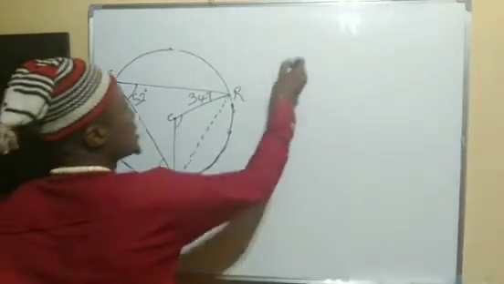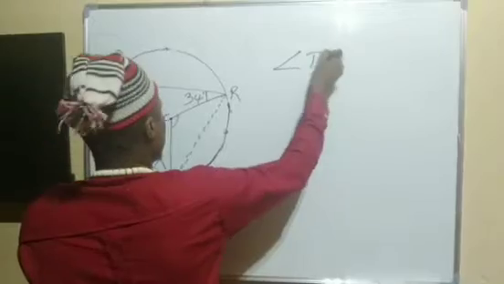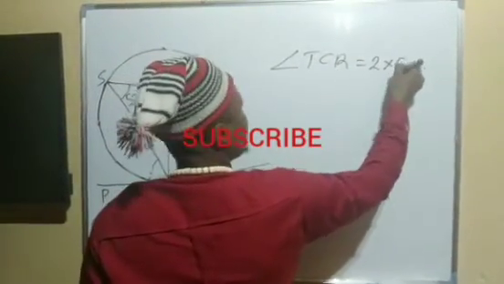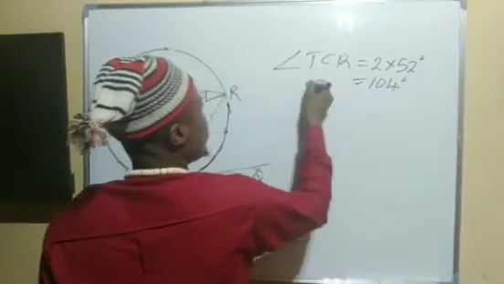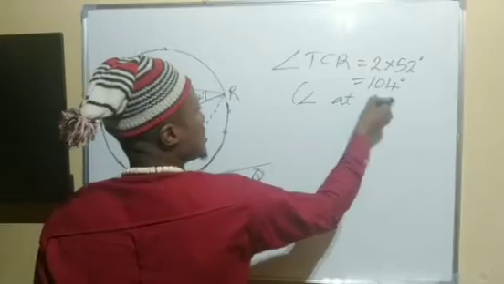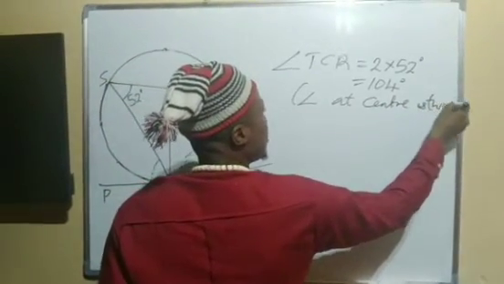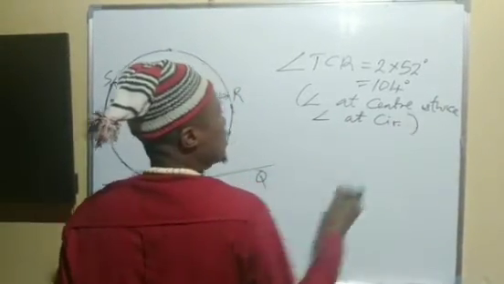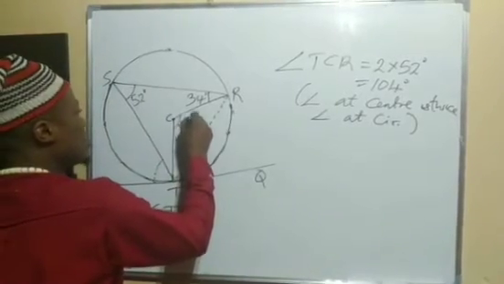So you can write that angle TCR will be 2 times 52 degrees. This will give us 104 degrees. Reason: angle at center is twice angle at circumference, okay? So this angle here is now 104 degrees.